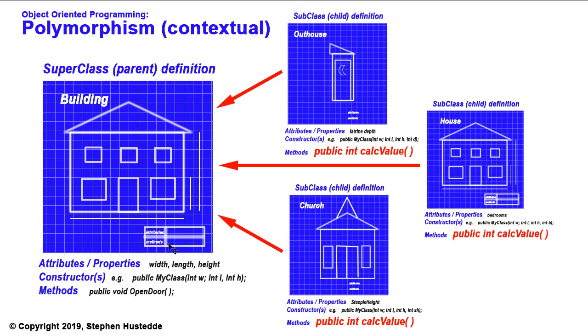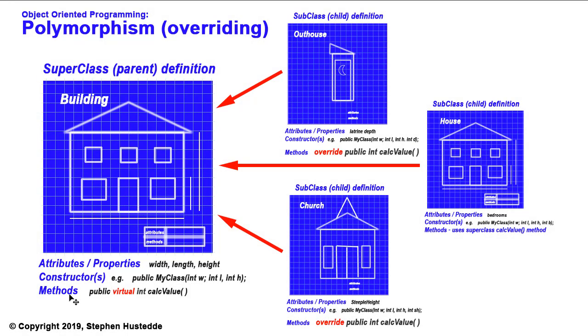So here I have my superclass, but then in each of the subclasses, outhouse, house, and church, I have a method that is the same, calc value. It returns an integer, but the value that's calculated on the square footage for an outhouse will be different than the value calculated for a house versus maybe the value calculated for a church. Which one of these it uses is going to be based on the type of object that instance was created from, whether it's an outhouse, a house, or a church. That's another method of polymorphism.